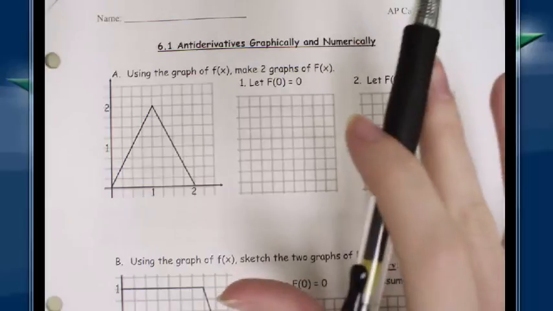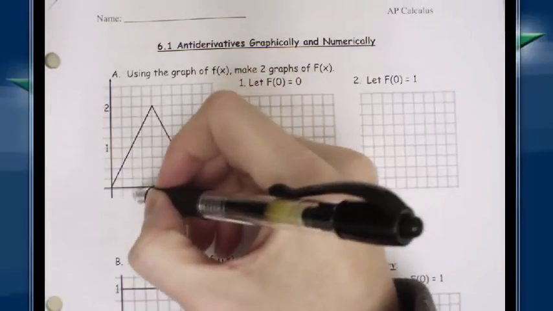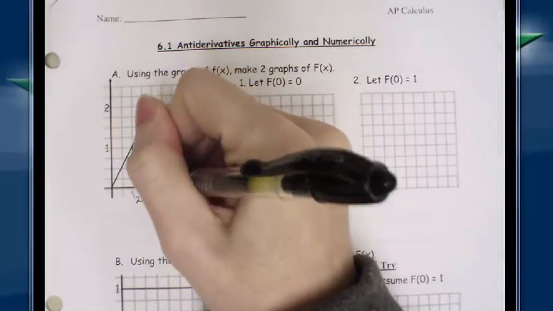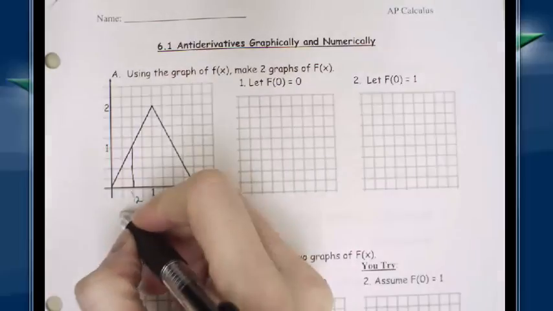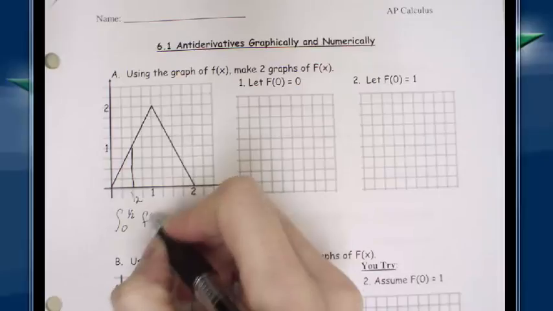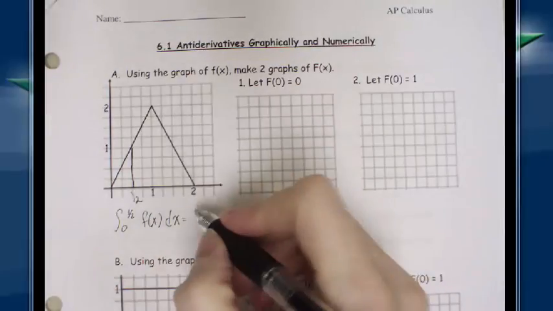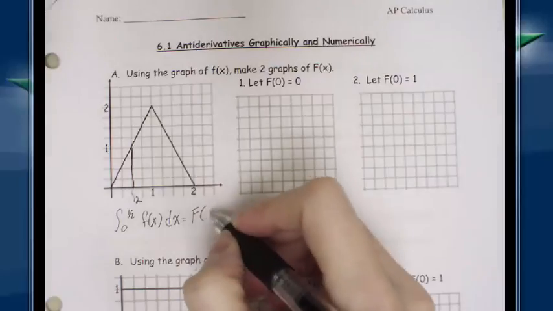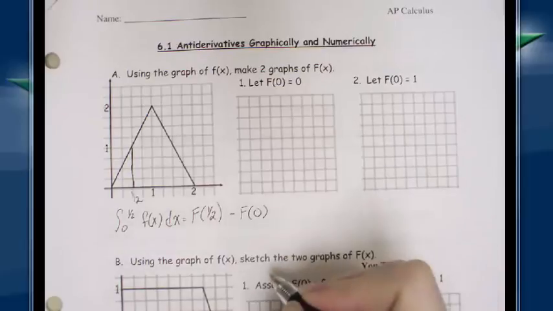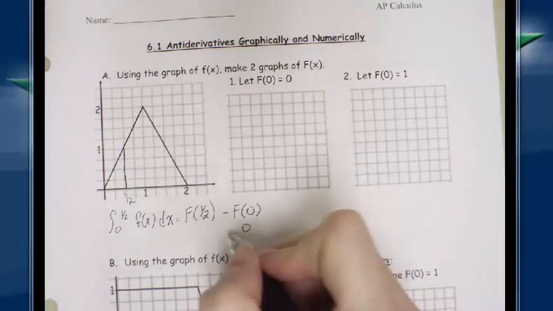So first thing I want to do is looking at a couple points here. Let's break this into 1 half. There we go. So I'm going to write an integral from 0 to 1 half of f of x dx. I know by the fundamental theorem that that will be F of 1 half minus F of 0. So since the graph tells me that that is going to be 0, that's delightful.